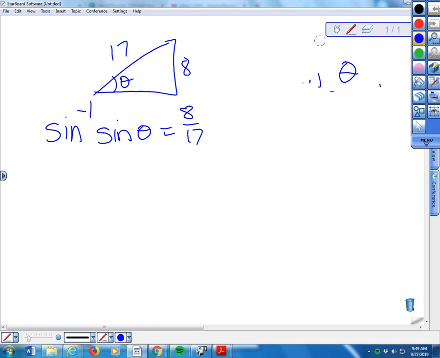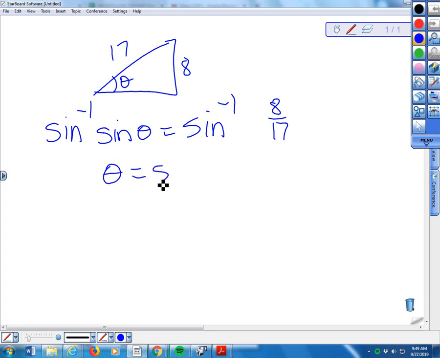So you take the inverse sine of both sides. Try that. And now I know theta equals inverse sine of 8/17. Now, to figure out theta now, I need a calculator. Okay? One of the things we're going to focus on in this section is being able to find inverse sine without a calculator. I'll show you how, and we're only going to focus on those 30, 60, 45 special angles.